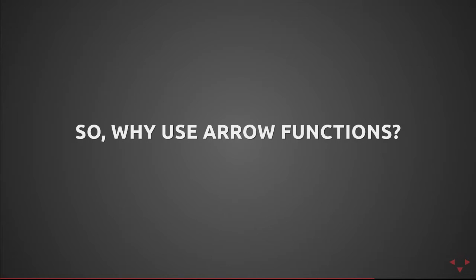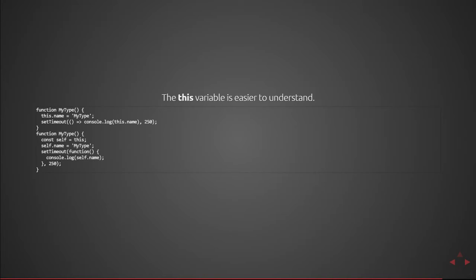So why do we use arrow functions? They're significantly more concise. They're a lot more streamlined and a little less verbose. Next, the this variable is easier to understand within the context of an arrow function than it is with an alias this variable. Here you can see my type, which is using arrow functions and this, but in the ES5 equivalent, you have to alias it first and then set it, so you end up with almost twice the code.